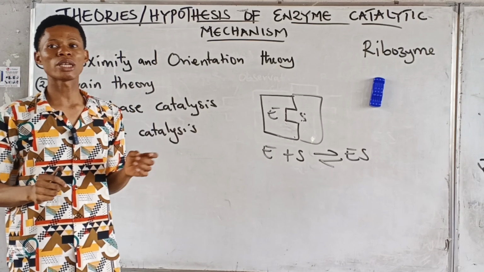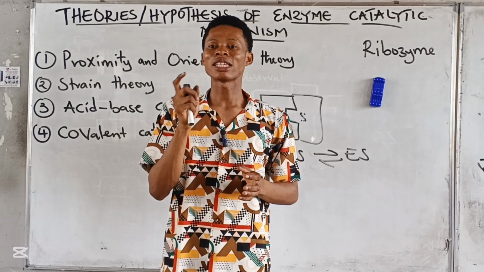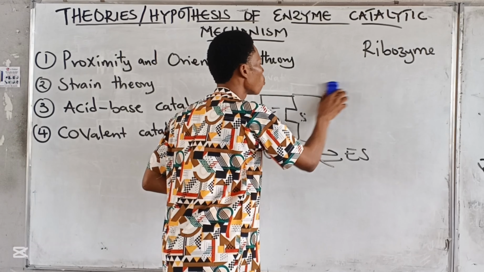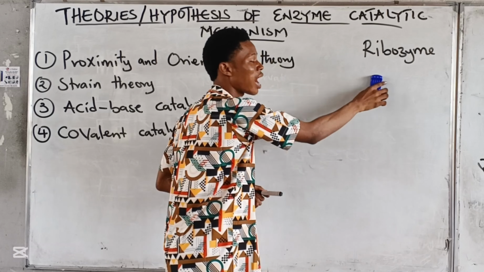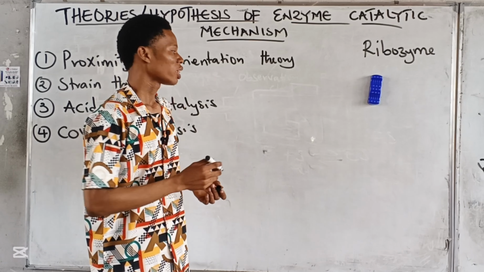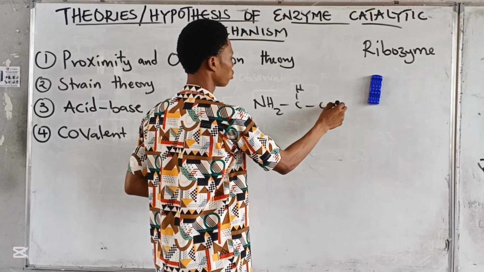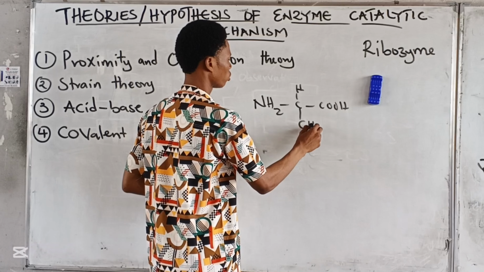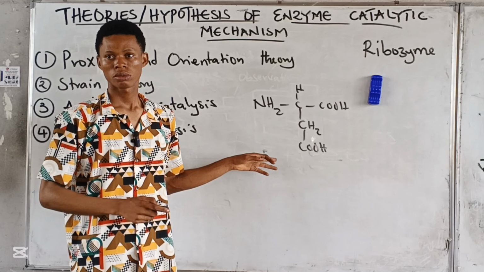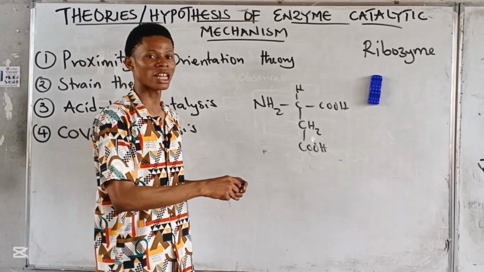Now, acid-base catalysis, you agree with me that enzymes are proteins, right? And the building block of protein is what? Amino acid. Now, some amino acids we have in the protein have an acidic side chain. Take for example, if you have something like this. This is the structure of what amino acid? This is aspartic acid, right? Aspartic acid.